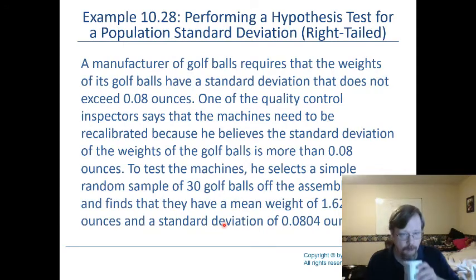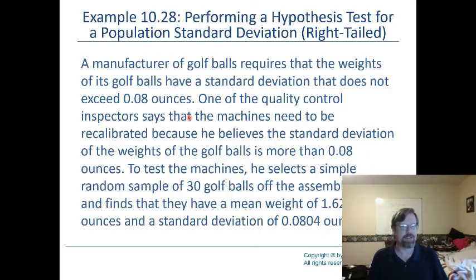Okay, so if we're working for a golf ball manufacturer and they want a standard deviation that does not exceed 0.08 ounces for their golf balls, one of the quality control inspectors says the machines need to be recalibrated because he believes the standard deviation is different. There's more variance than that, is what he thinks.